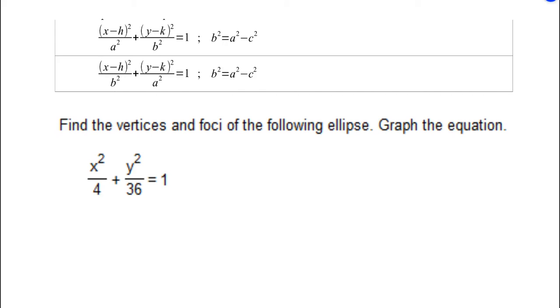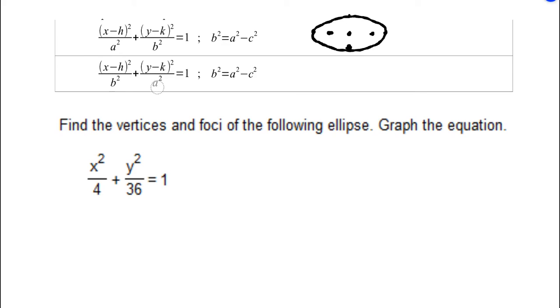So if we were to just sketch a very quick picture of that, we would have a center. c distance away from that center, we have foci. And then a distance away from that center, we would have our vertices. And then going in a perpendicular direction, we'd have a distance of b away from the center, our minor axis vertices. So we would get this ellipse that is longer horizontally.